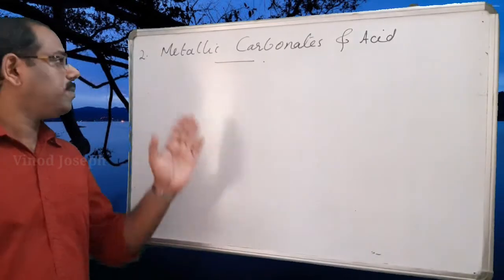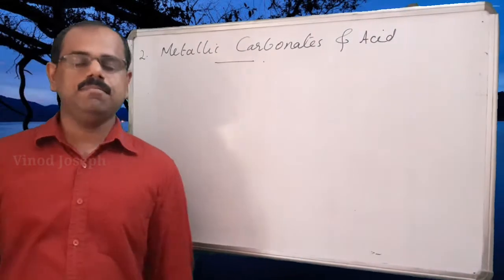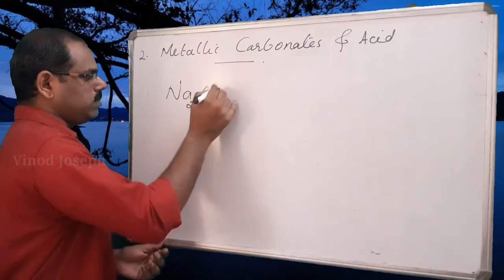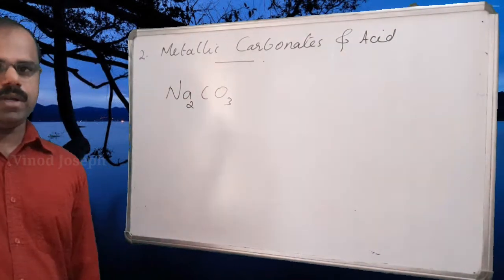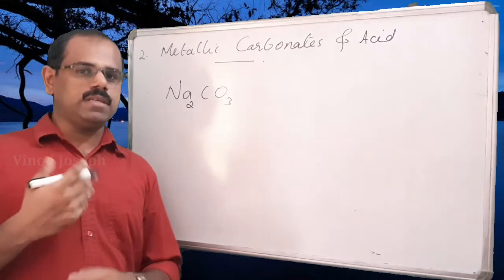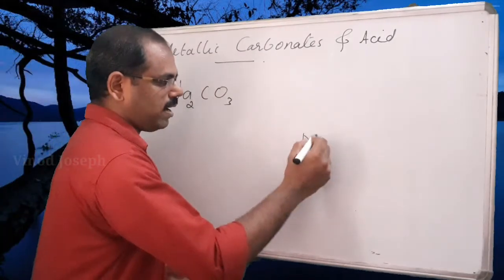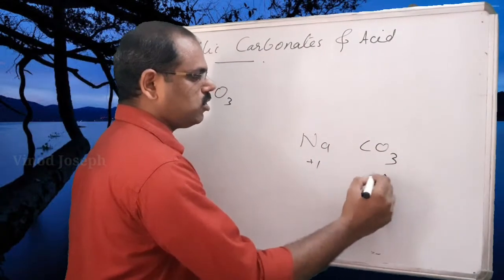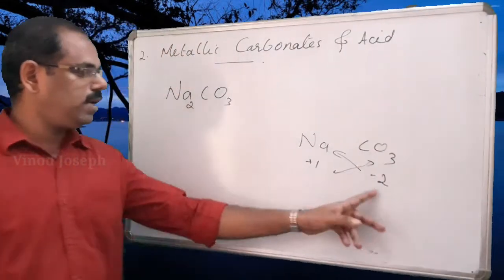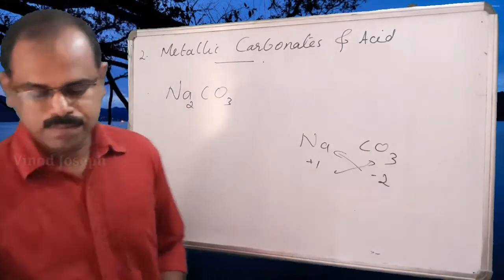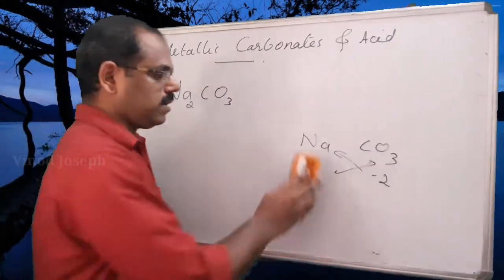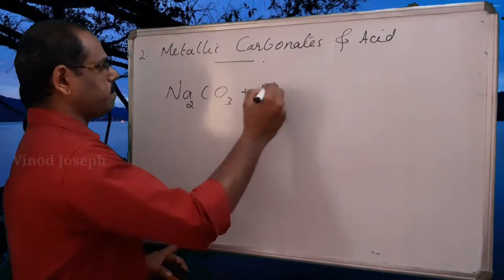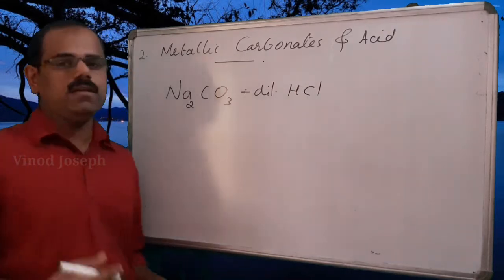The second chemical property: the reaction of an acid with metallic carbonates. See an example, sodium carbonate, Na2CO3. If by chance you forget the formula of sodium carbonate, we can use the crisscross method. What is that? The valency of sodium is plus 1, the valency of carbonate is 2 minus. Just crisscross, you get the formula Na2CO3. So whenever you forget a formula, you can make use of the crisscross method, with dilute HCl.